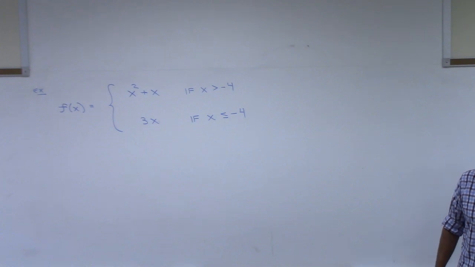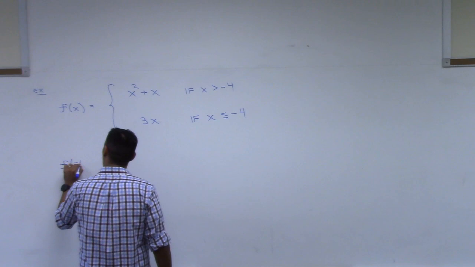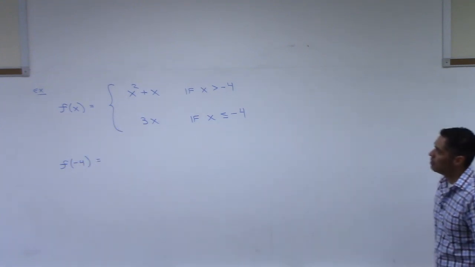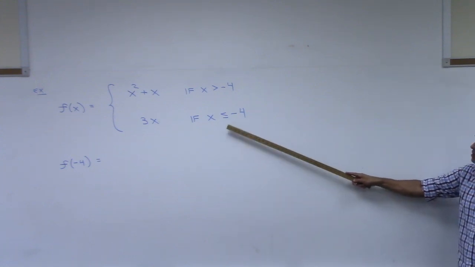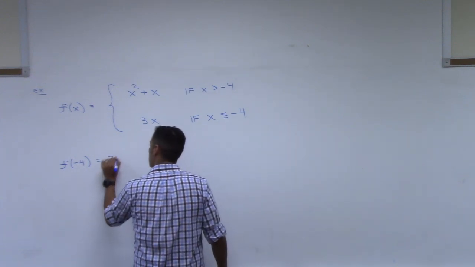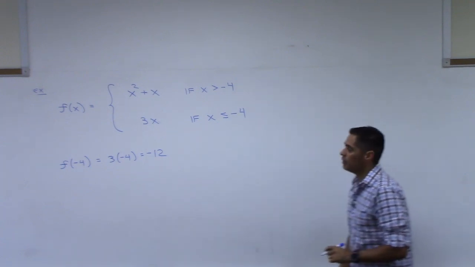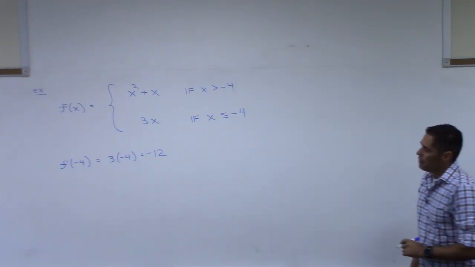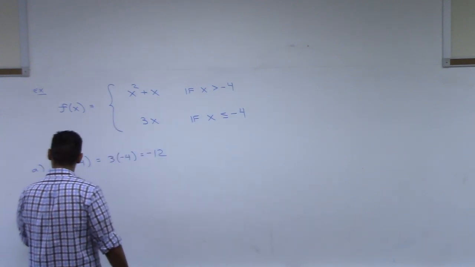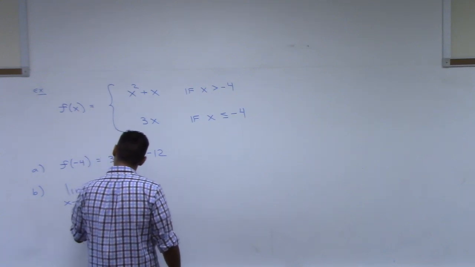All right, you ready for some questions? First thing, what's f of -4? So which one are you going to use? The bottom one, right? Because this has the equal sign right there. So f of -4 is just going to be 3 times -4, which is -12, right? Let's say that's part A. Part B, let's do some limits. What's the limit as x approaches -4 from the left of the function?